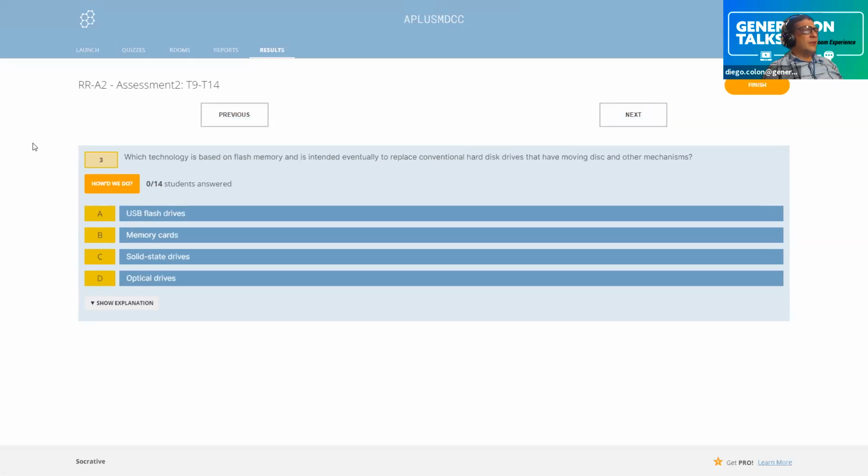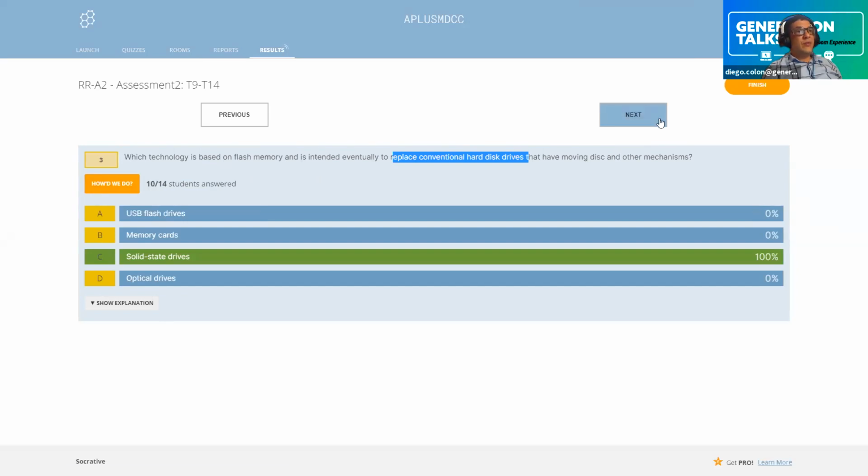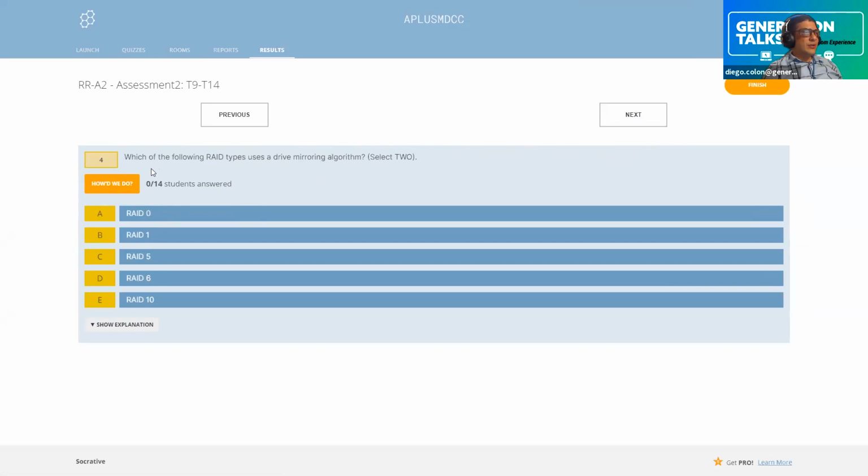Thank you. And if you can read number 3 for us, please. Which technology is based on flash memory and is intended eventually to replace conventional hard disk drives that have moving disks and other mechanisms? So which one do you think has flash memory to replace the conventional hard drives? Solid state drives? Let's see. Did everybody agree? Yes, definitely. Thank you, Mohammed. The SSD was the one that came out to replace the actual HDD.